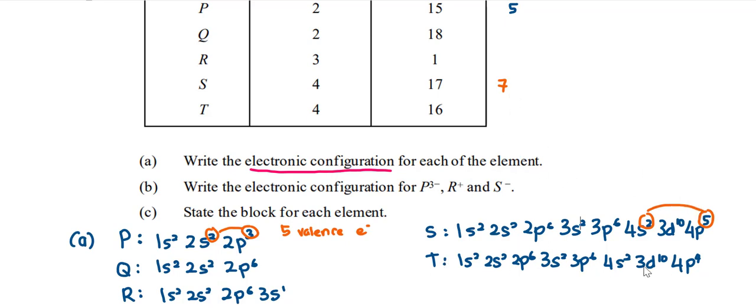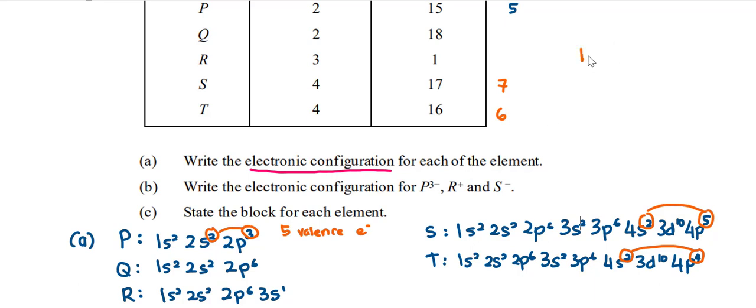For T as well, okay, dia adalah blok P juga sebab group 16. So for T, 4s2, 4p4, okay. 4 plus 2 is equals to 6 valence electron. Okay, macam mana kita tahu dia ni blok P bukan blok D?